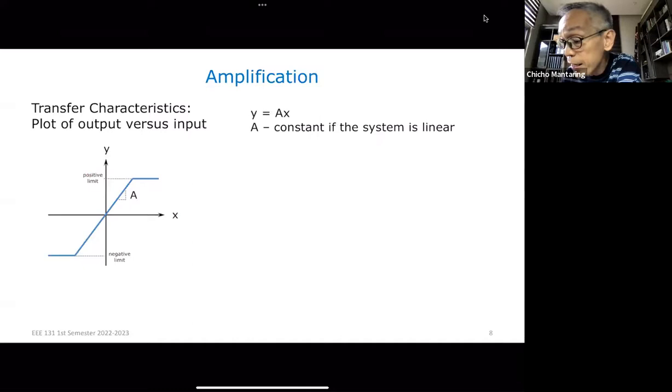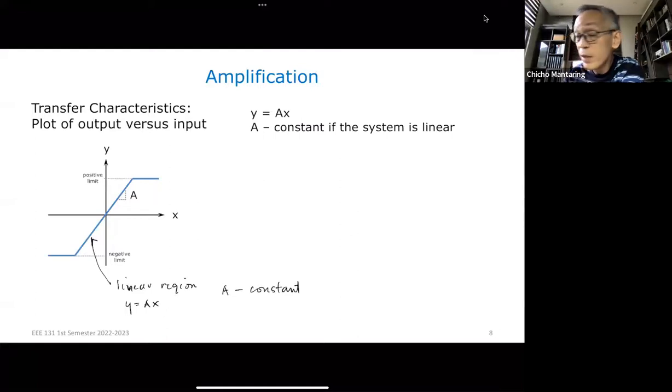So this is the linear region of your amplifier. You call this the linear region. And I think you studied this in op-amps, which follows the equation Y = AX. And A must be a constant. If your system is a linear system, then A must not be a function of X or Y. It must be independent of X and Y, and it must be constant. Otherwise, you have a nonlinear system.